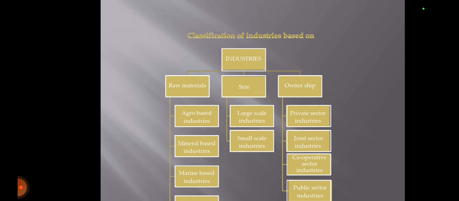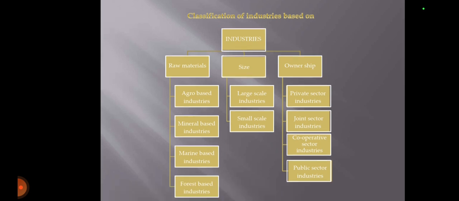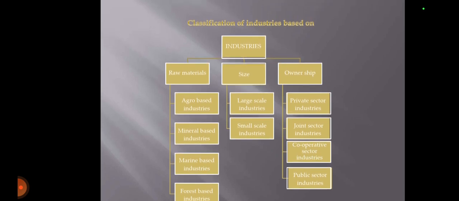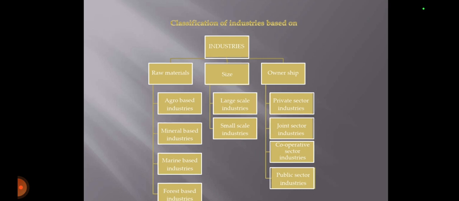Classification of industry is based on raw material, size and ownership. Based on raw material: agro-based industry, mineral-based industry, marine-based industry and forest-based industry. According to the size: large-scale industry and small-scale industry. On the basis of ownership: private sector industry, joint sector, cooperative and public.